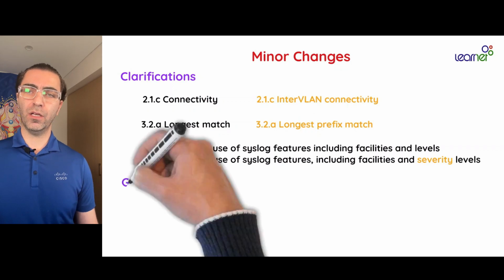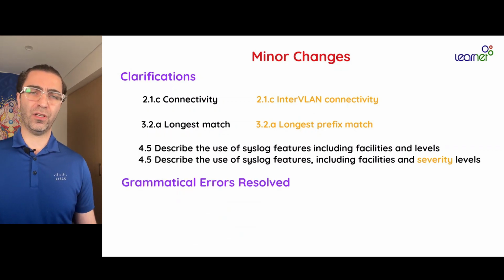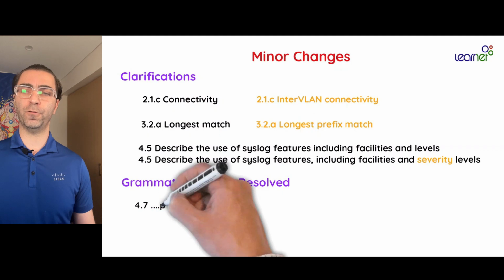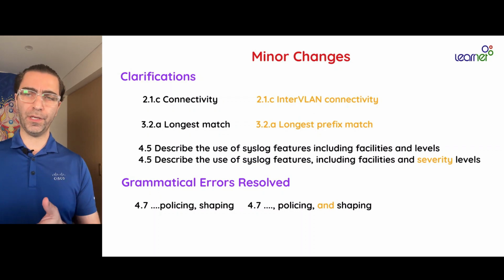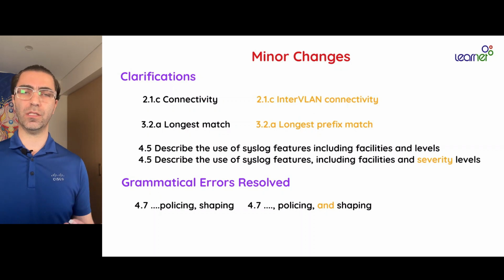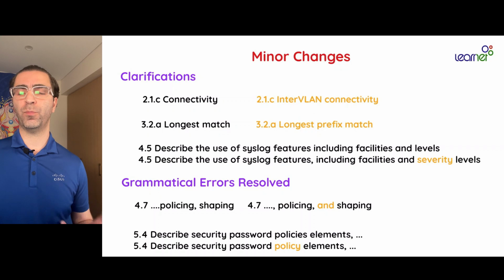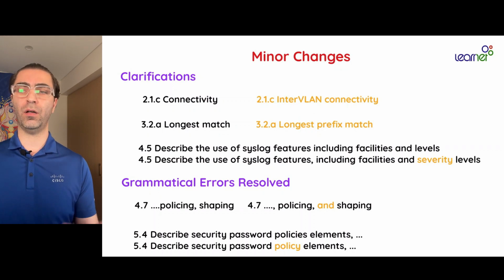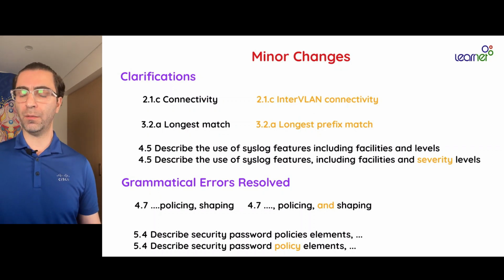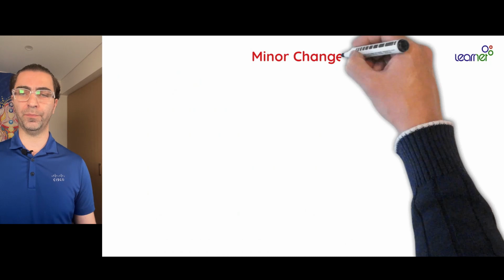For grammatical errors that are resolved, they're just minor things, like for 4.7, at the end of the sentence, they had policing shaping, and they fixed it by adding an "and": policing and shaping. Or for 5.4, instead of policies, they mentioned policy, or instead of policies elements, policy element. They fixed the grammatical issues in the sentence.